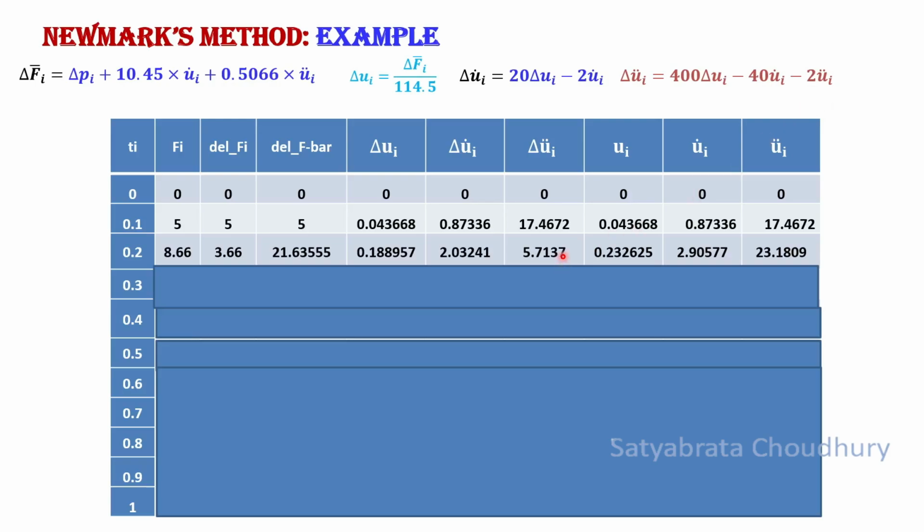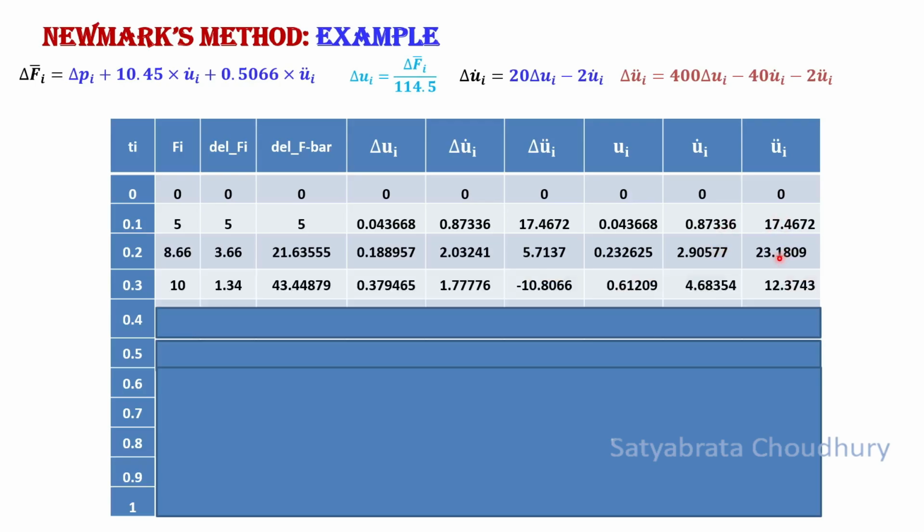and adding the previous value, for example, delta Ui is here 0.188957, and previous displacement was 0.043668. If you add this and this, you get the new displacement 0.23256. Similarly, velocity this much and acceleration this much. I think next steps will be clear, no problem.